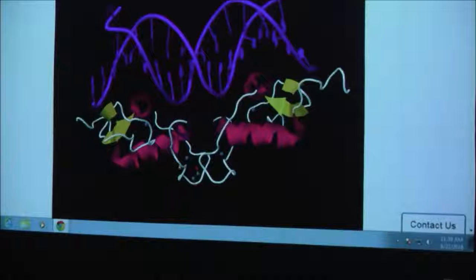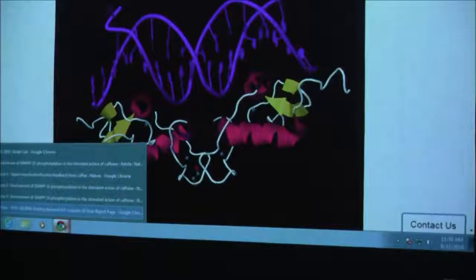And I think this one is a zinc finger transcription factor. And what that means is that there's a zinc atom here that helps keep this whole transcription factor structure together. So that is an example of a transcription factor. So we'll go back and take a look at a different one.